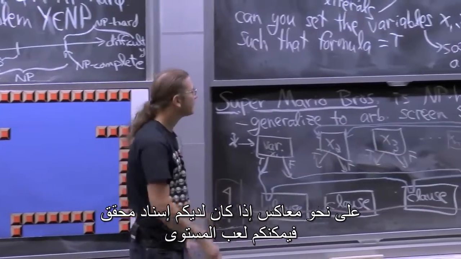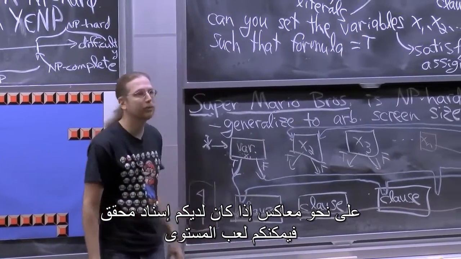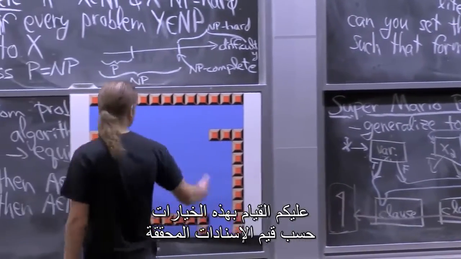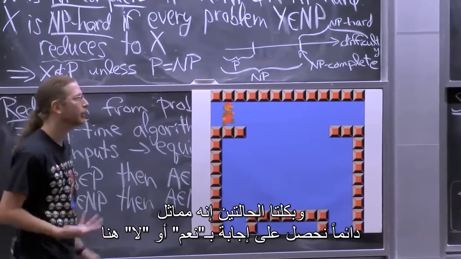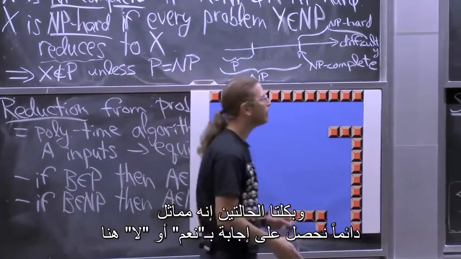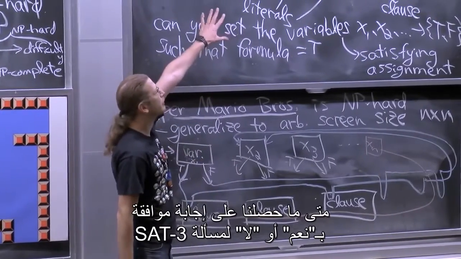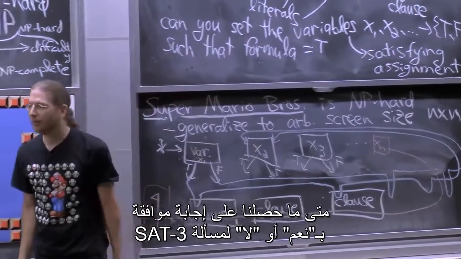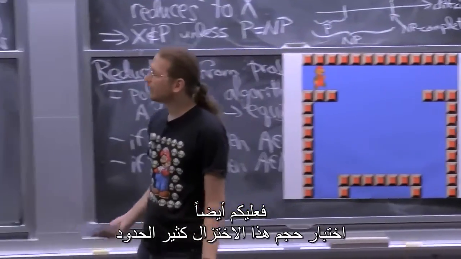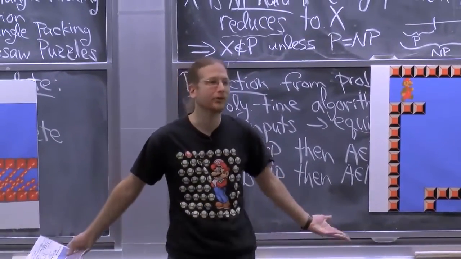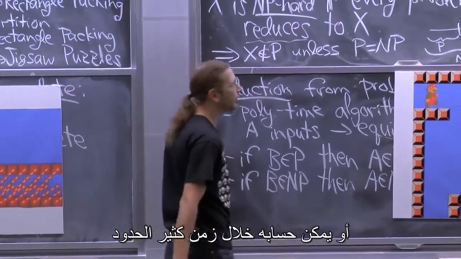Conversely, if there is a satisfying assignment, you can actually play through the level. You just make these choices according to what the satisfying assignment is. So either way, it's equivalent. We always get a yes or no answer here whenever we get a corresponding yes or no answer to the 3-SAT problem. Okay, you also need to check that this reduction is polynomial size. It can be computed in polynomial time.